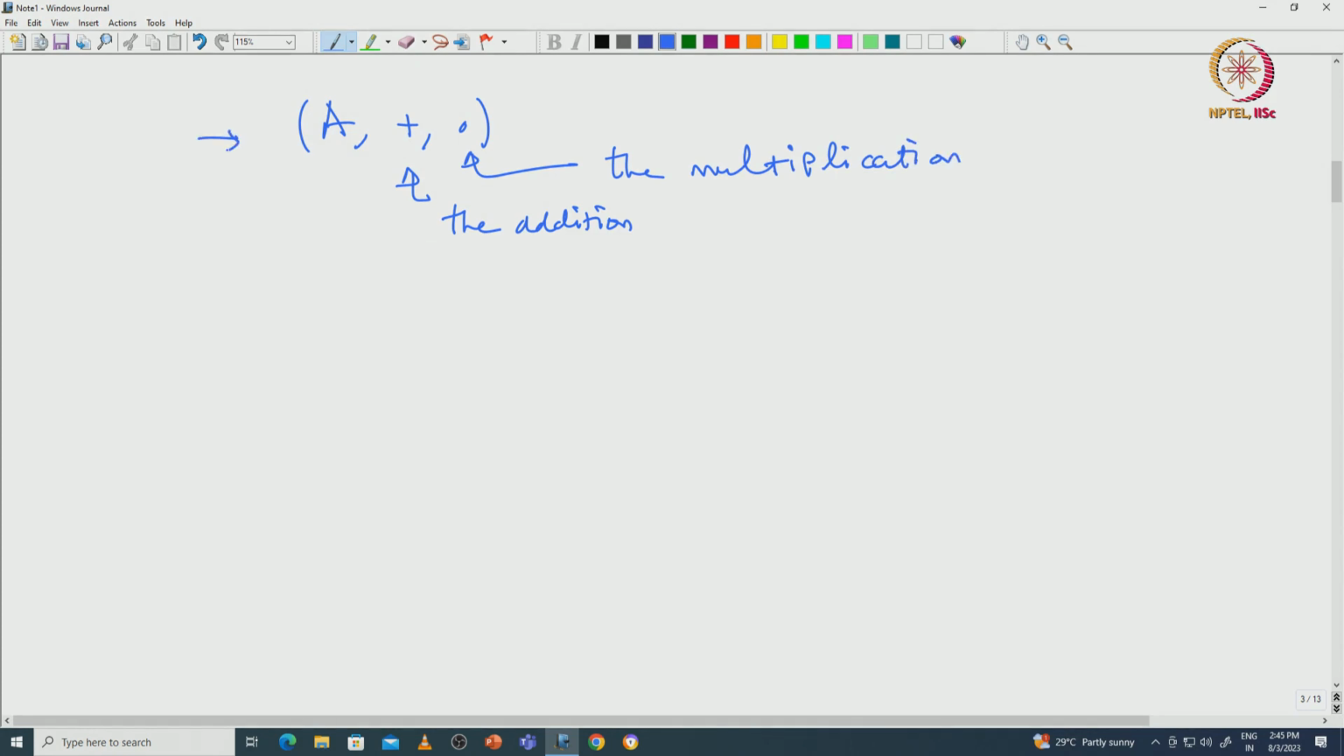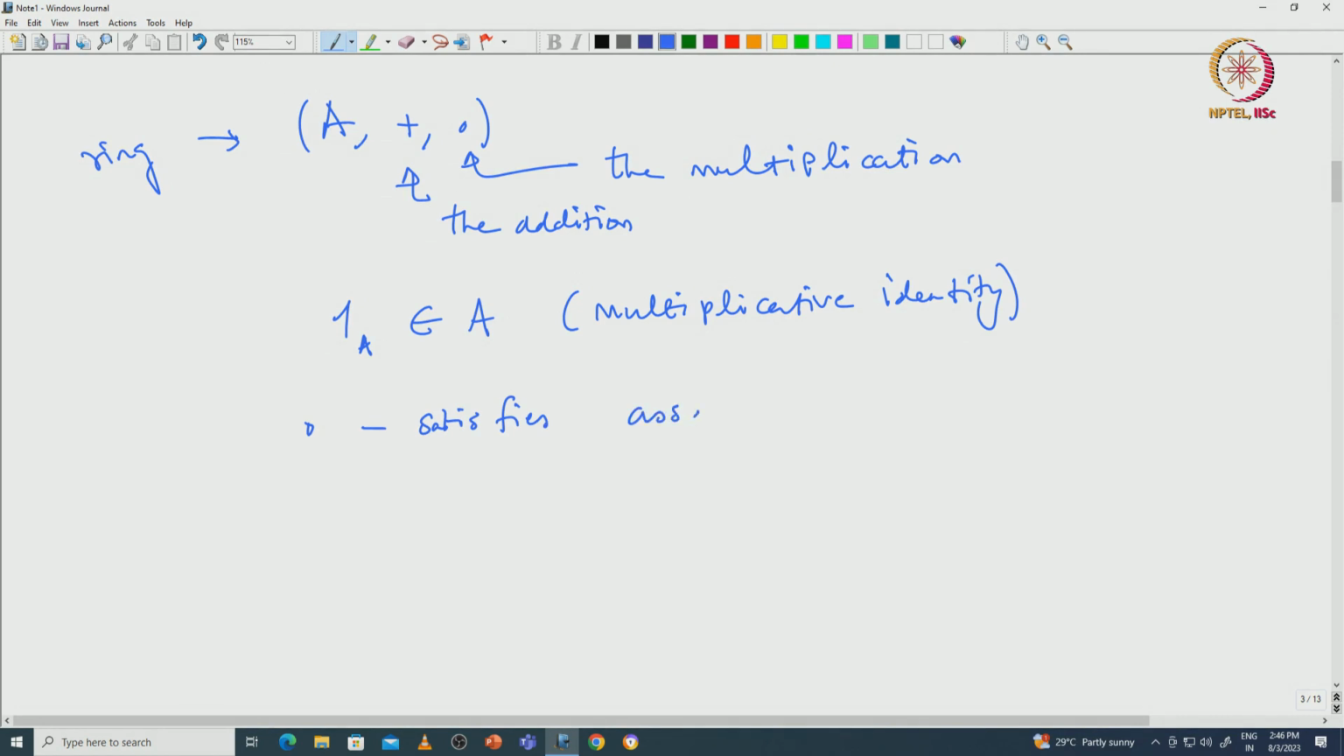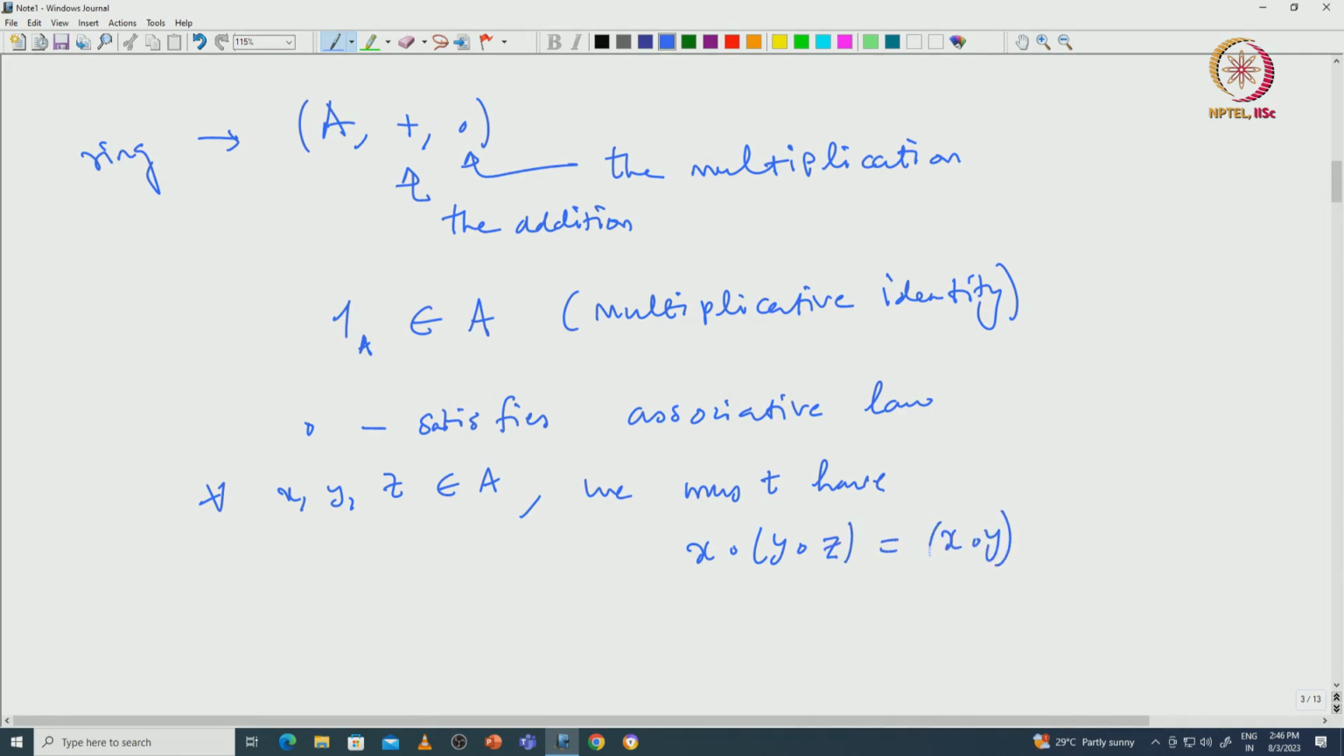So, this is a ring. We do not assume anything about the commutativity of the ring. It is just a ring. We always assume this ring has a multiplicative identity 1, which we denote by 1_A. Since we are talking about an associative algebra, we assume this multiplication satisfies the associative law. If we take 3 elements x, y, z from capital A, then we must have (x∘y)∘z the same as x∘(y∘z). This is the assumption on the ring structure.